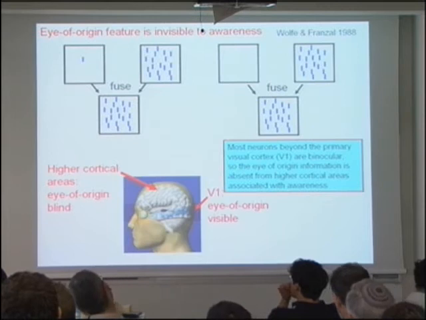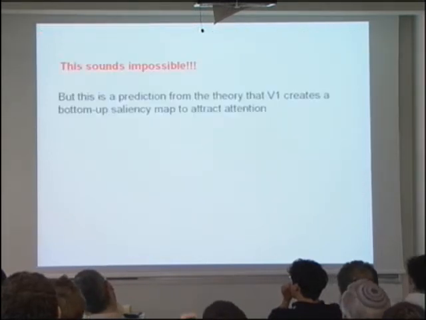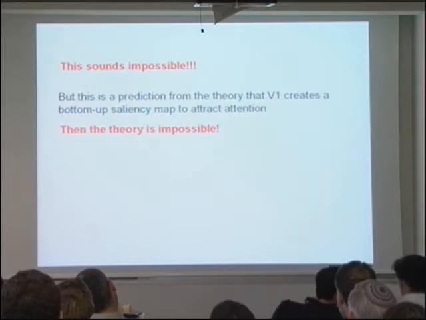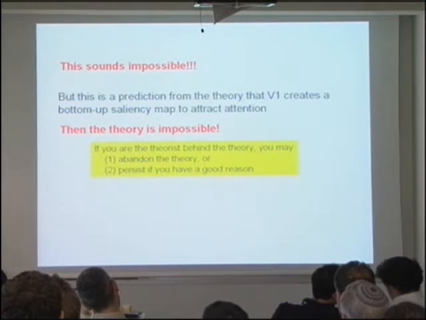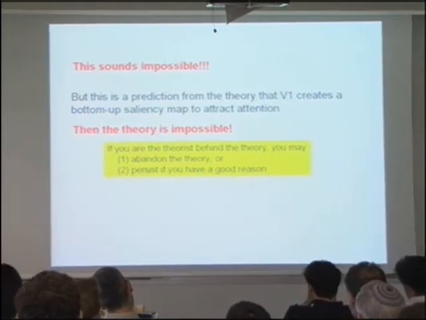So that sounds impossible, but it's a prediction from a theory. So the theory is impossible. If you're the theorist behind the theory, you may abandon the theory because it's just wrong, or you may persist if you have a good reason. So let me tell you the good reason.